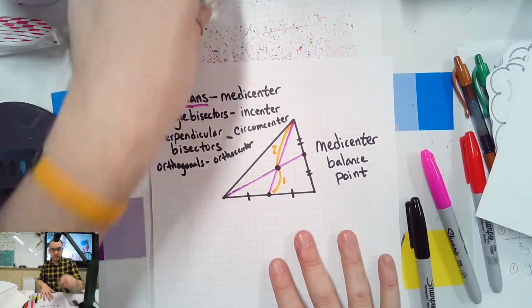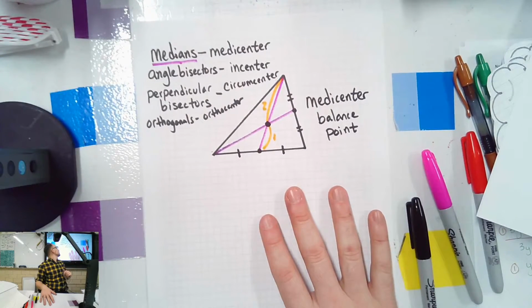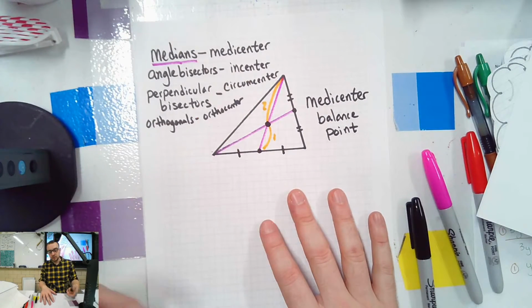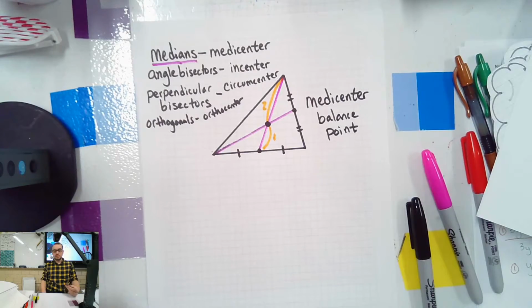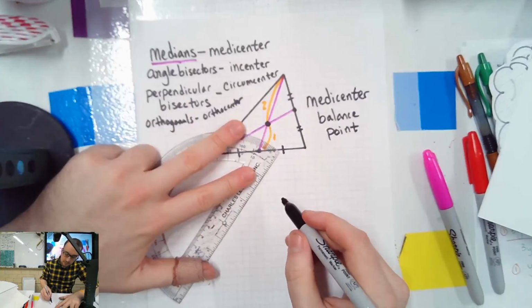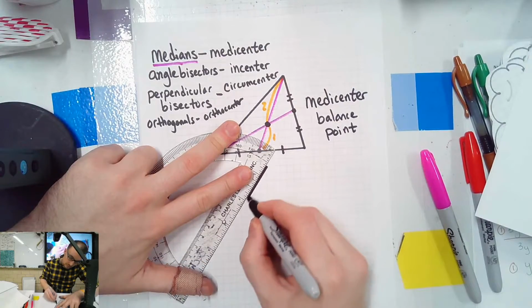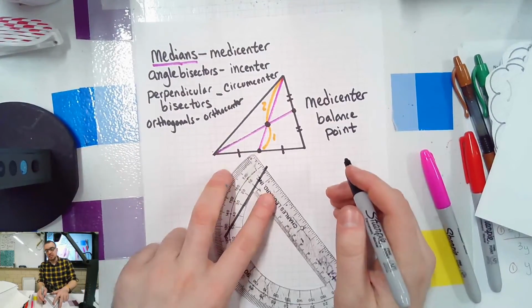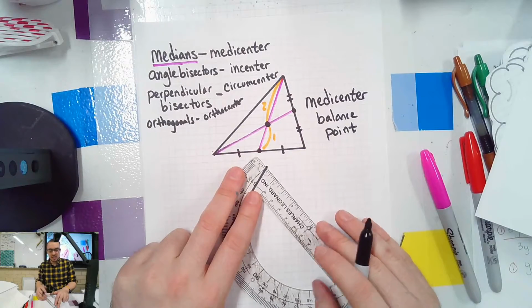Let's do another triangle. What do you want to do next? Find the in-center, circumcenter, or orthocenter. In-center, right? So draw yourself another triangle. Acute's the easiest because that'll mean your centers will always be inside.